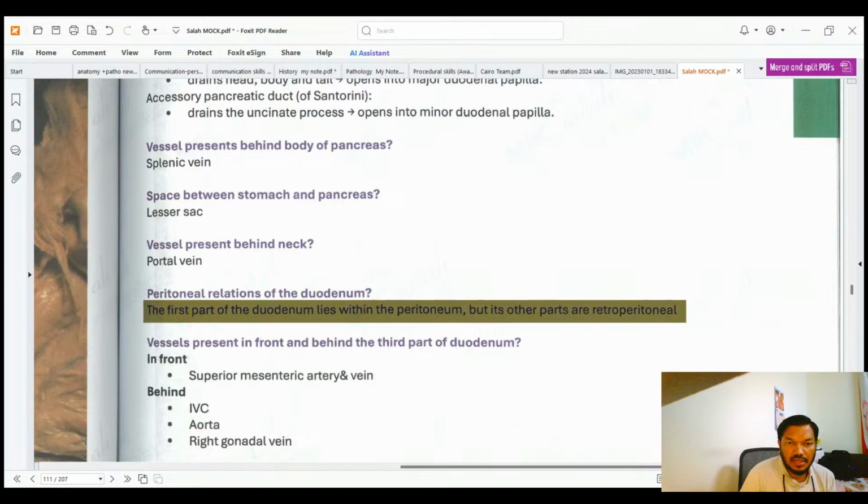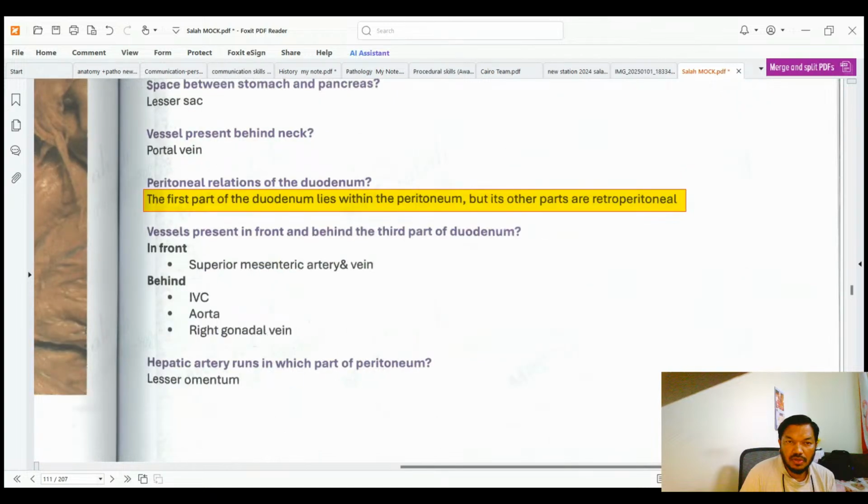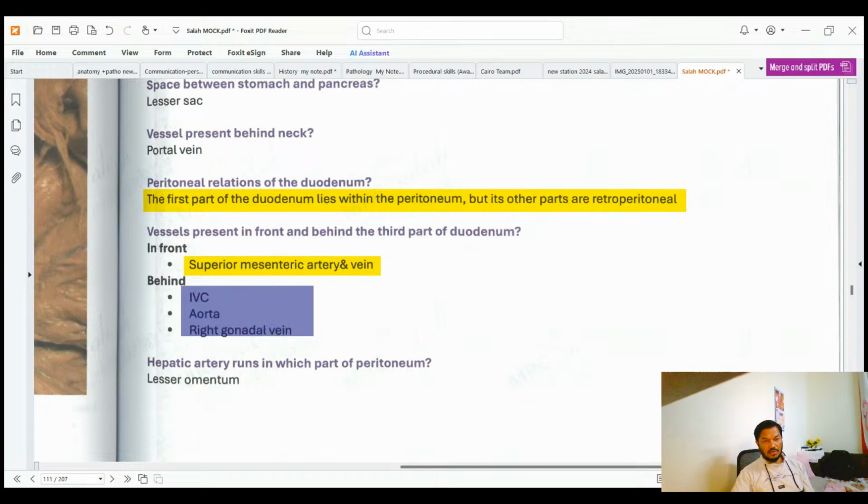Vessels present in front of and behind the third part of the duodenum. In front, the superior mesenteric artery and superior mesenteric vein. Behind, the inferior vena cava, abdominal aorta, and right gonadal vein.